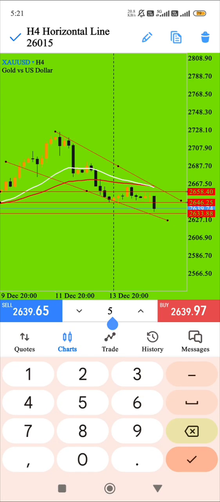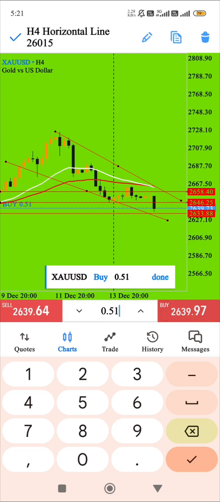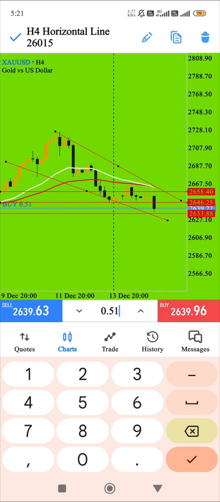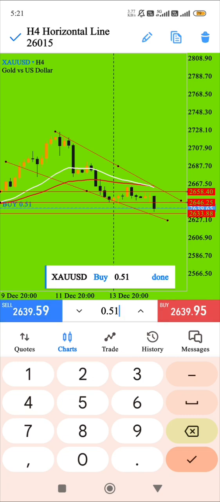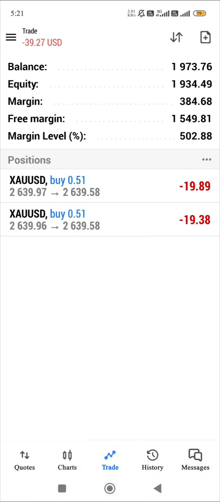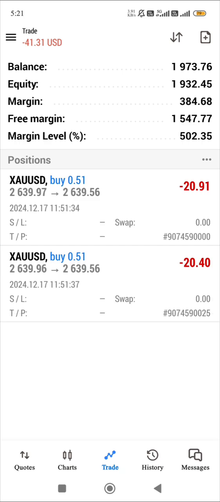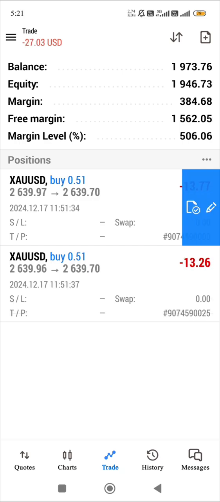I'll place a trade of 0.51, one trade for buy. This is gold right now, 20 to 40 USD minus. Okay, I will wait for some time.